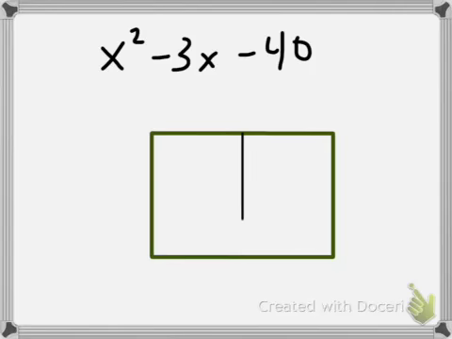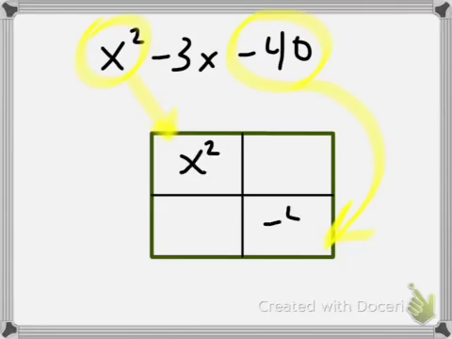Okay, x squared minus 3x minus 40. Now, this one, there's a few more factors of 40. So let's keep it in the context of the box here. What we're going to do is we're actually going to take this trinomial and put it back into the box. So x squared goes there, negative 40 goes there. Now we want two numbers that multiply to give us x squared. Well, that's just x and x, right?